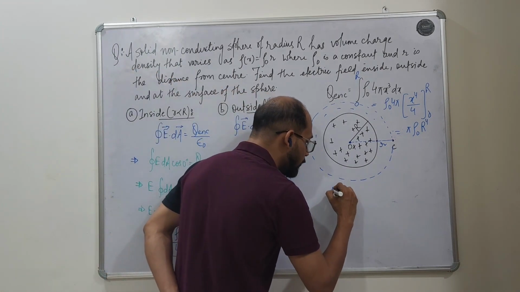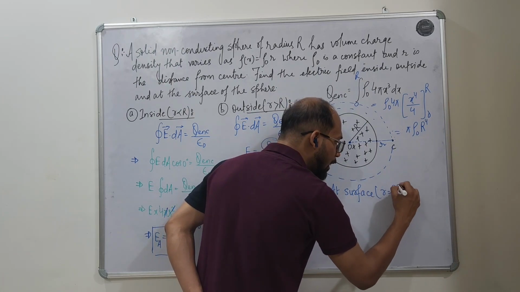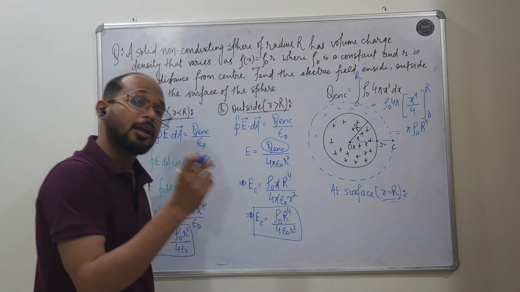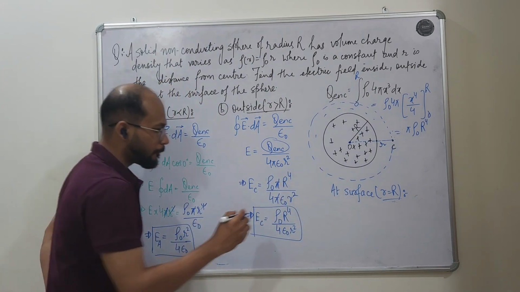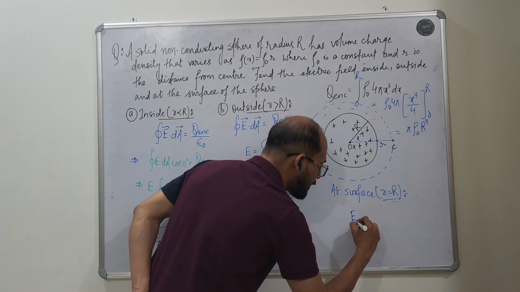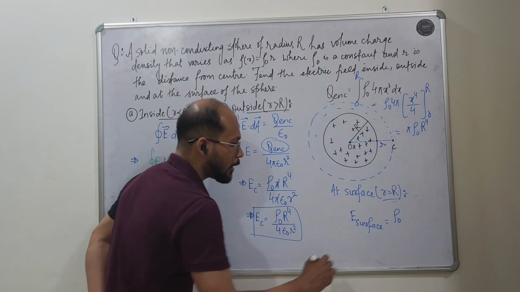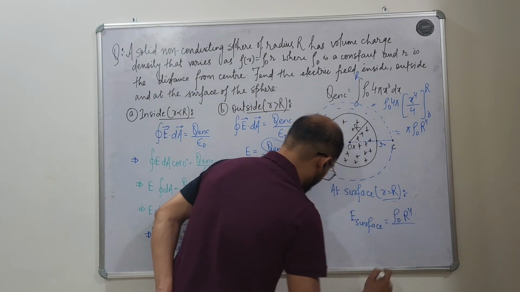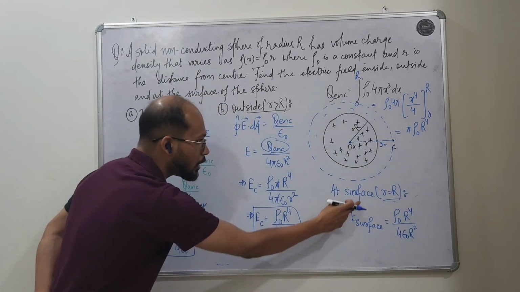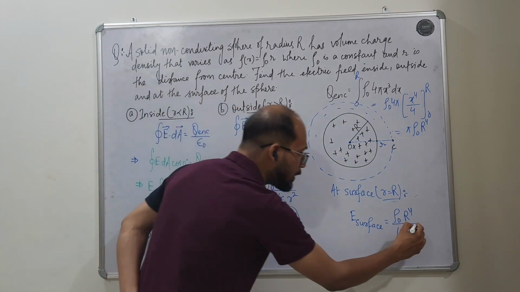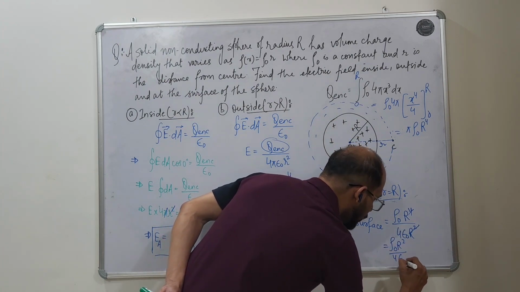Now we have to find the electric field at the surface. So for the surface, what will we do? r equal to capital R, we know that. So we will put small r equal to capital R in any of the equations and we will get the same formula. That means the electric field at the surface will be equal to rho naught into R raised to the power 4 divided by 4 epsilon naught into r square. We will put small r equal to capital R here, so it will get cancelled out and we will get rho naught into R square divided by 4 epsilon naught.